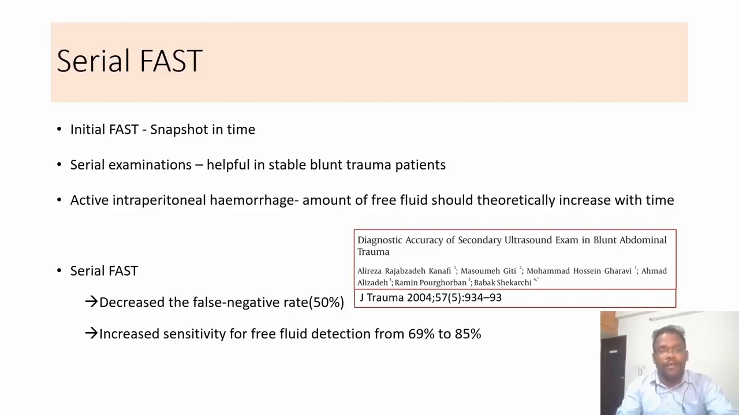Serial FAST assessment. The initial FAST is just like a snapshot at the time of arrival to the ER. The serial FAST examination will be very helpful in a stable trauma patient. With active intraperitoneal hemorrhage, the amount of free fluid should theoretically increase over time. So serial FAST exam assessments decrease the false negative rate by 50%, and also increase the sensitivity for free fluid detection from 69 to 89%.